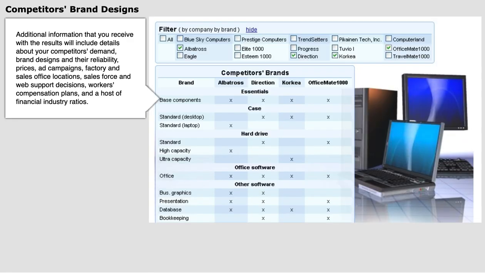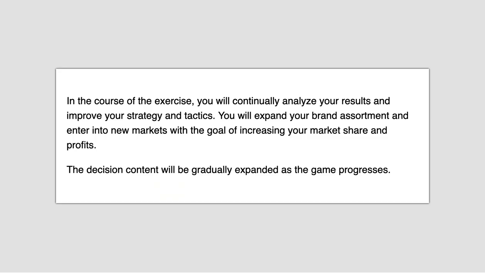Additional information that you receive with the results will include details about your competitors' demand, brand designs, and their reliability, prices, ad campaigns, factory and sales office locations, Salesforce and web support decisions, workers' compensation plans, and a host of financial industry ratios. In the course of the exercise, you will continually analyze your results and improve your strategy and tactics. You will expand your brand assortment and enter into new markets with the goal of increasing your market share and profits. The decision content will be gradually expanded as the game progresses.